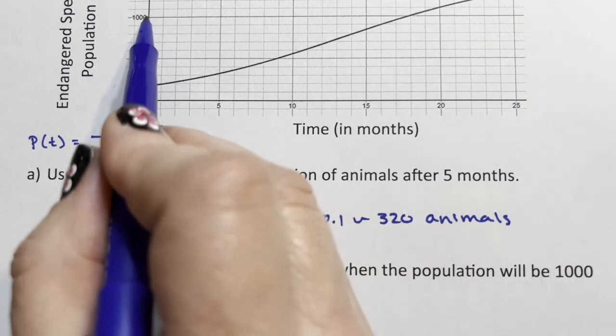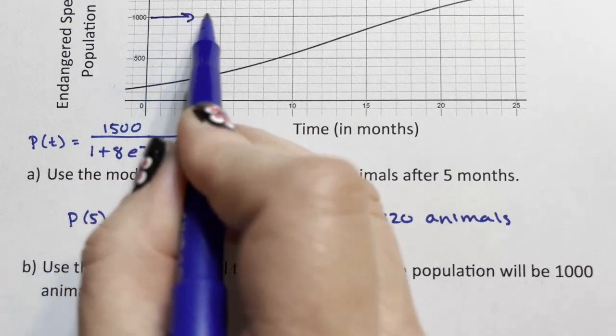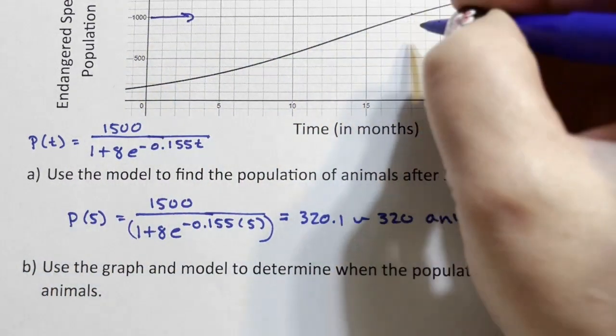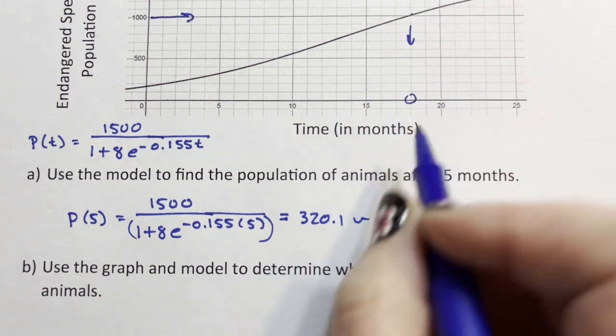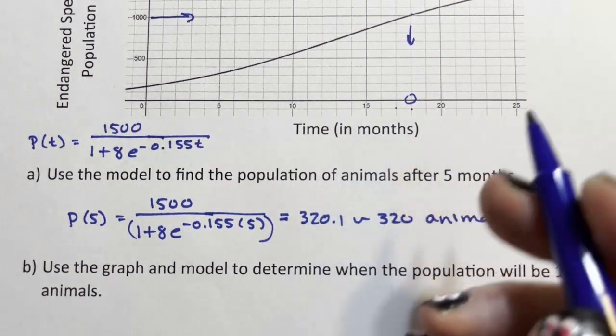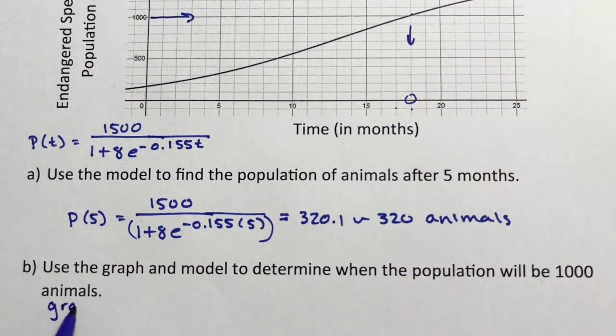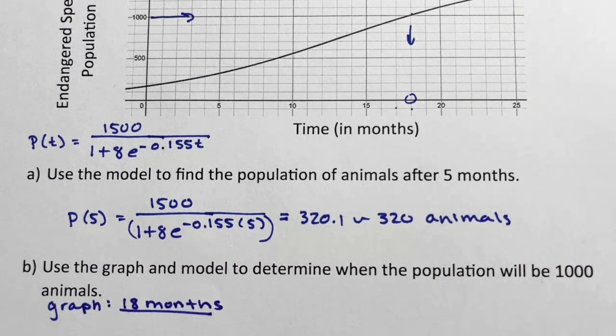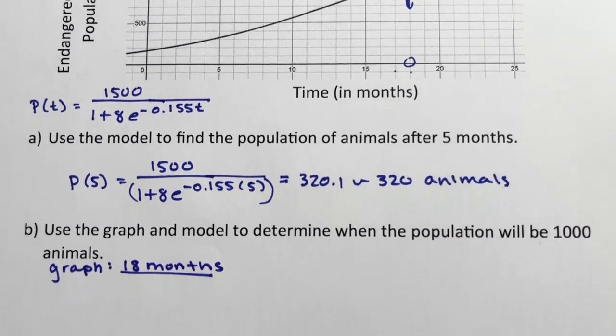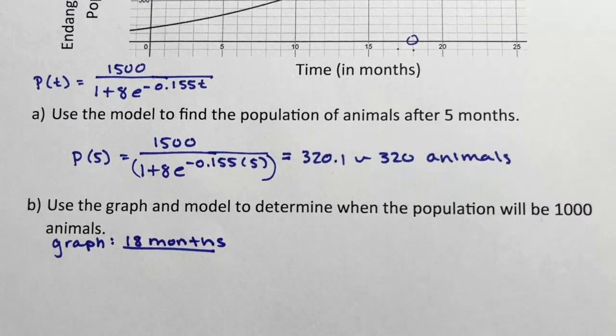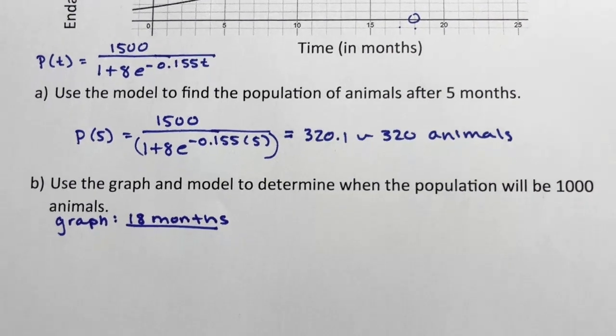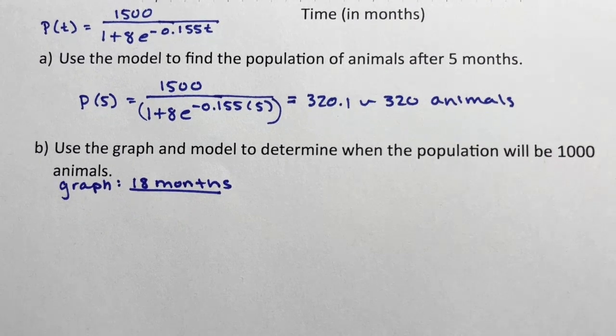So if we come across on the graph at 1,000, we hit right here. And if we come down, we hit right here. Let's see, 15, 16, 17, 18. The graph looks like 18 months. So by my estimate, it is 18 months according to the graph. So now that the graph has done what it needs to do, let's see what the model does for us.